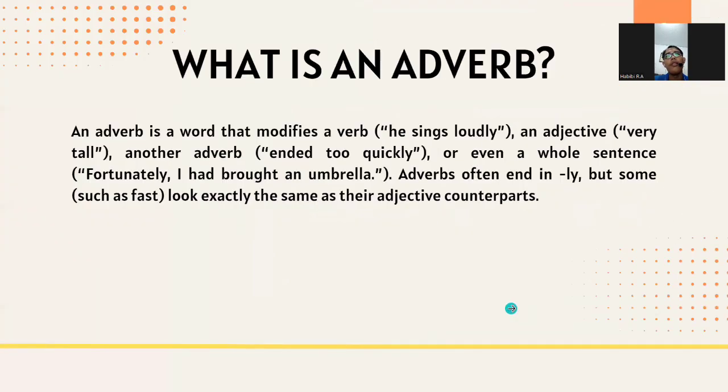So first off, what is an adverb? An adverb is a word that modifies a verb, such as "he sings loudly"; an adjective, "very tall"; another adverb, "too quickly"; or even a whole sentence: "Fortunately, I had brought an umbrella." Adverbs often end in -ly, but some, such as "fast," look exactly the same as their adjective counterpart.